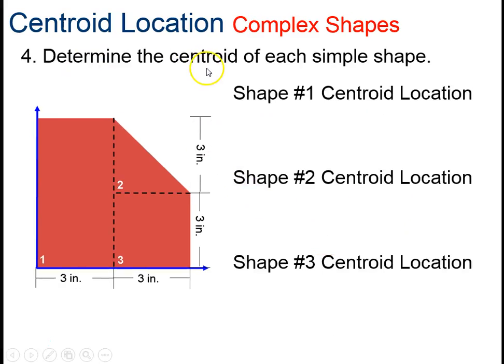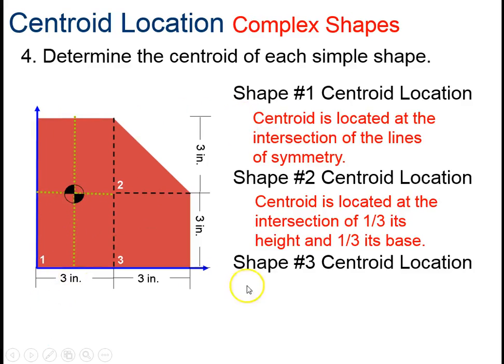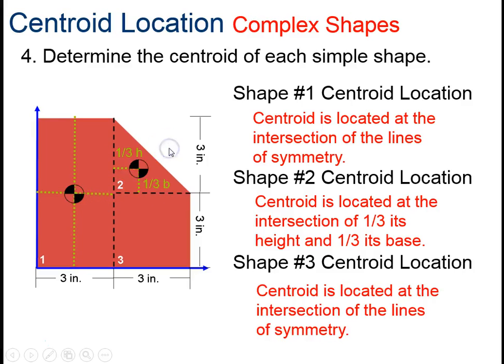Now we're going to find the centroid of each piece. How do you find the centroid for a rectangle? Well, remember, it's base divided by 2 and height divided by 2. For the triangle, which is this piece, remember it's 1/3 and 1/3. And then the last shape, 1/2 and 1/2.